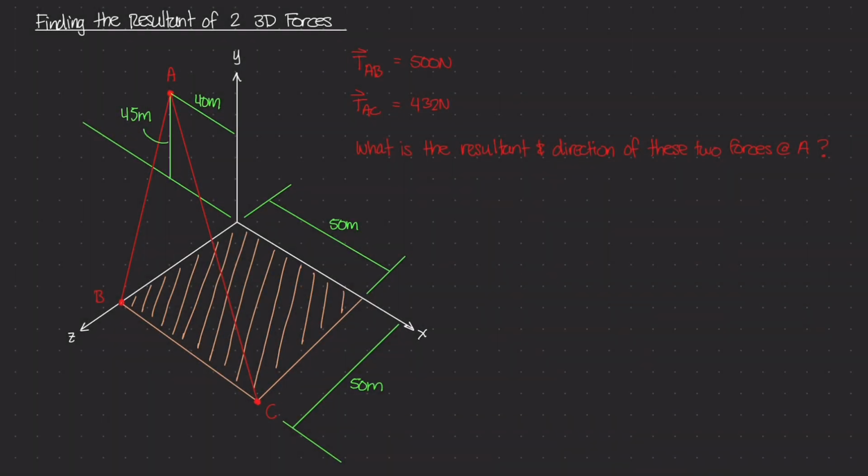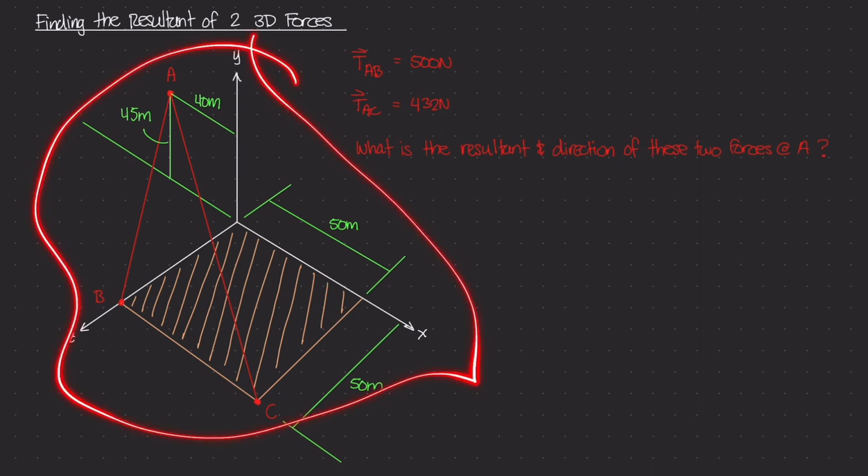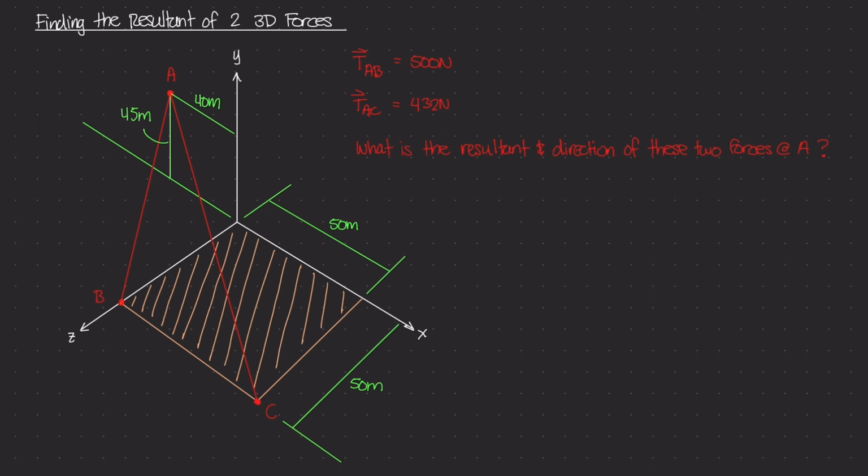Okay, welcome to this example of finding the resultant force of two different 3D forces. So we're dealing with forces in space in 3 dimensions, and we have this structure here that I've drawn. You can imagine a slab or some square piece of structure that, let's say, is hinged and supported on this line.